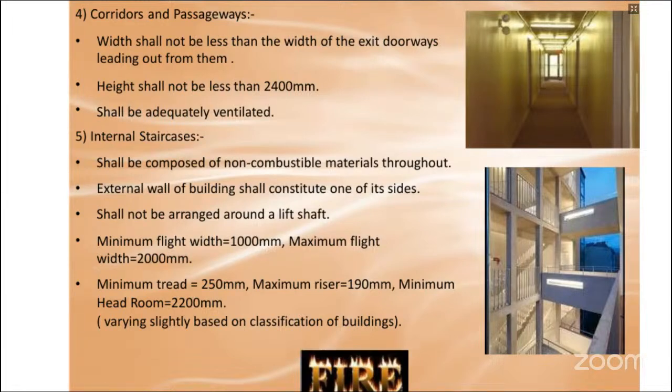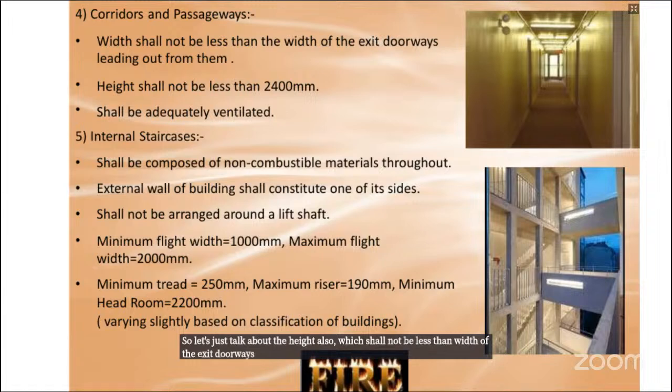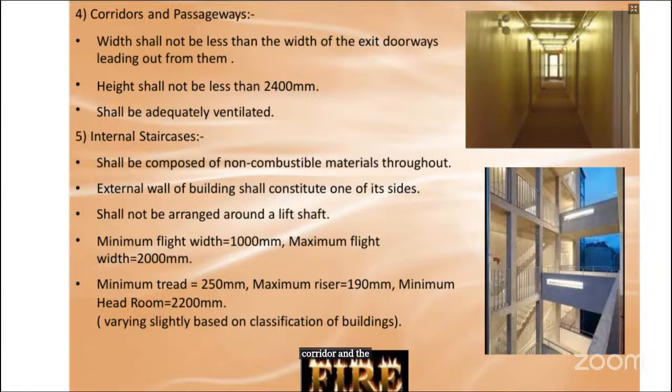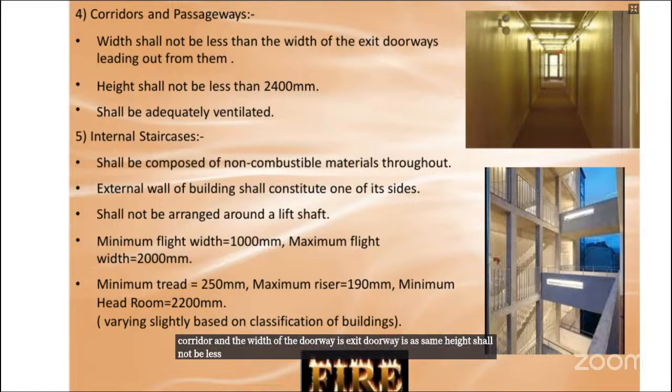So let's just talk about the height also, which shall not be less than the width of the exit doorways leading out from them, already discussed. If you see in the right side picture, the width of the corridor and the width of the exit doorway are the same. Height shall not be less than 2400 and shall be adequately ventilated.